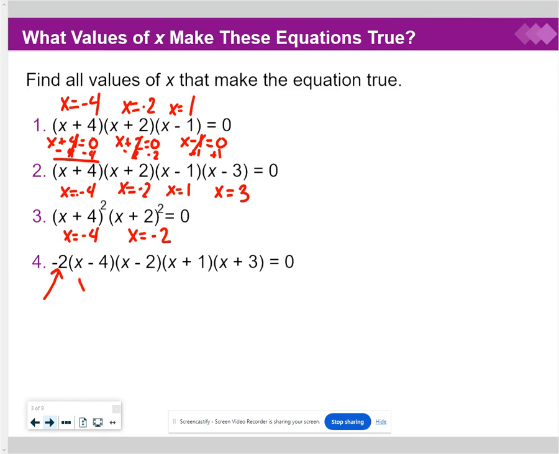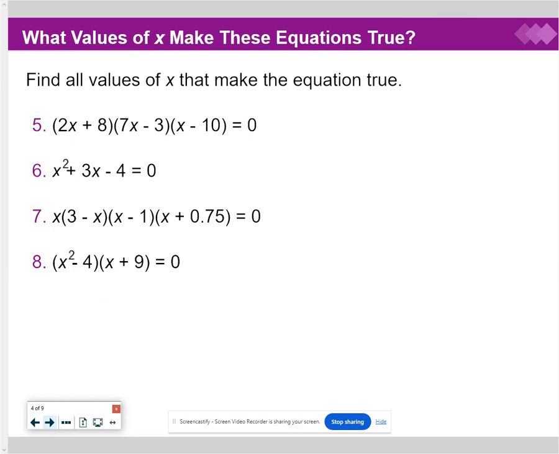So I would have x equals 4, x equals 2, x equals -1, and x equals -3, right? So I changed the sign on those last 2 compared to some of the other problems that we did. But again, it's just figuring out what would make each of those factors equal to 0.